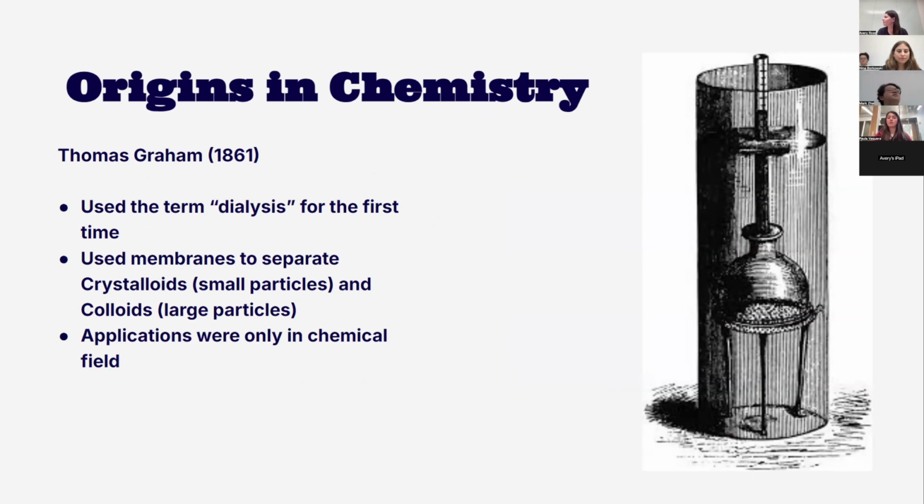So the first person to really study dialysis was Thomas Graham, a Scottish chemist. This was back in 1861. He was the one who gave dialysis its name. He discovered that if you put a solution next to a semi-permeable membrane, small molecules like sugar or salt could pass through. That's what he called crystalloids. But bigger molecules like proteins stayed behind. That's what he called colloids. At that time, his work was for chemistry labs. Nobody thought about using it for medicine yet. But his research set the stage for everything that came later.